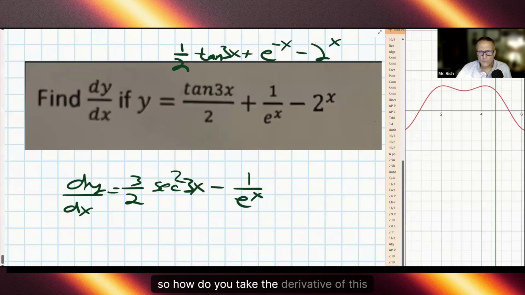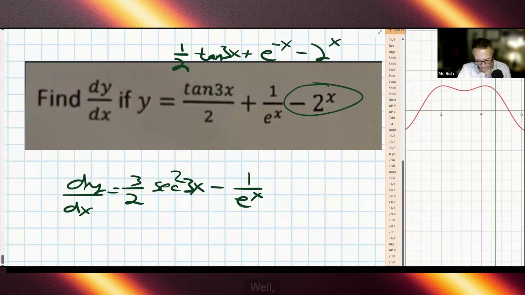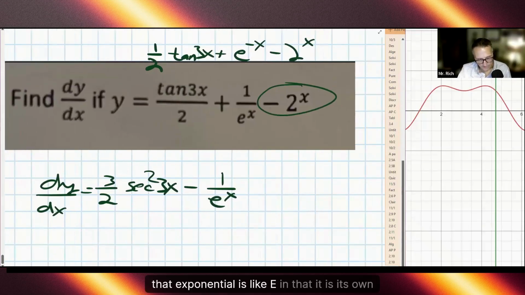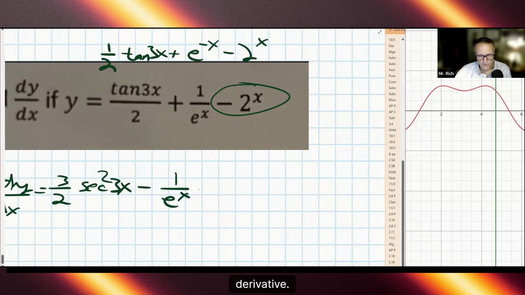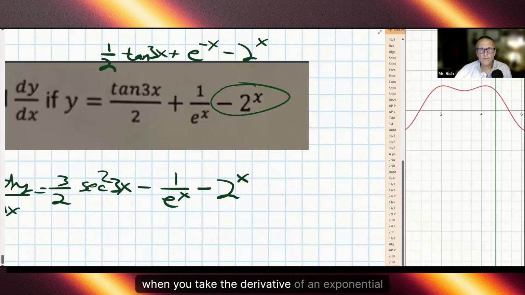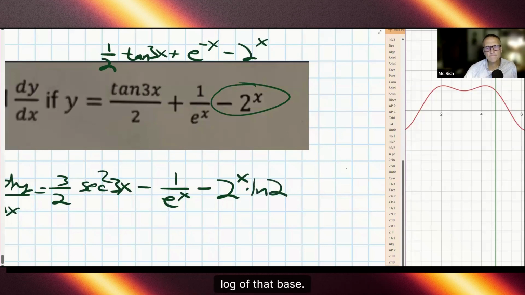All right, so how do you take the derivative of this arbitrary exponential that doesn't have e as its base? Well, that exponential is like e in that it is its own derivative. By the chain rule, the derivative of x is 1. However, when you take the derivative of an exponential that has some base other than e, you have to tack on a multiplier of the natural log of that base. So that becomes your derivative right there, Taylor. Just like that.